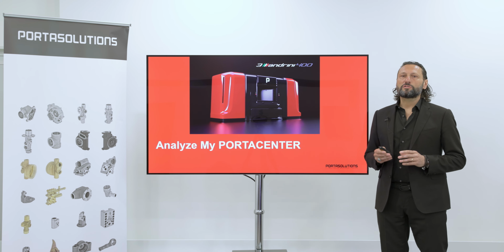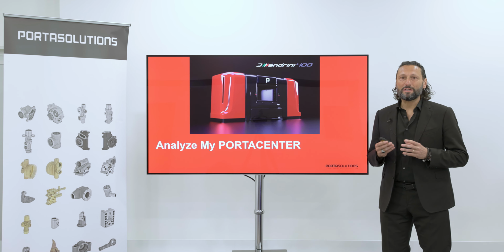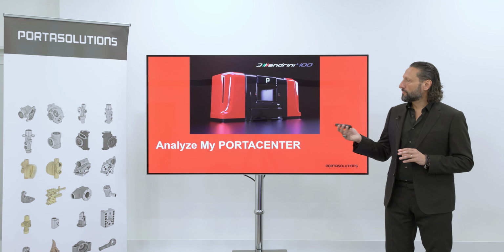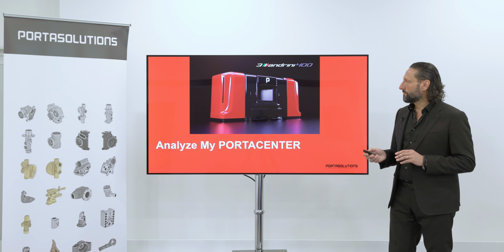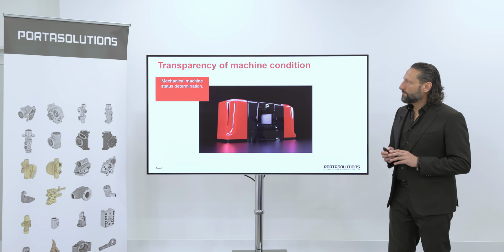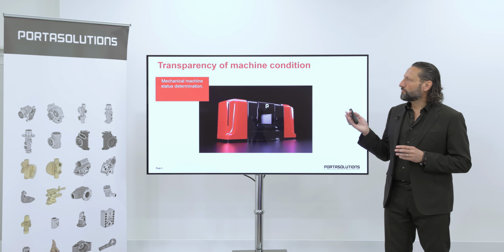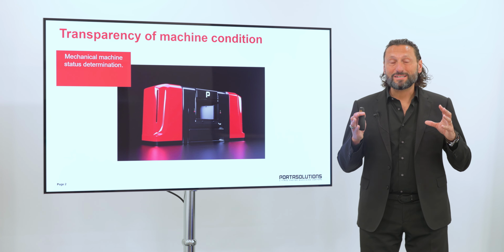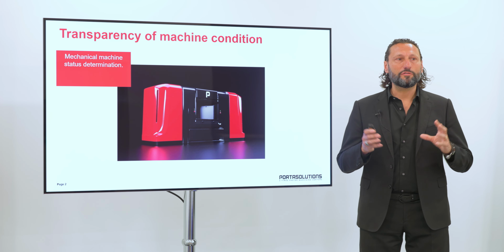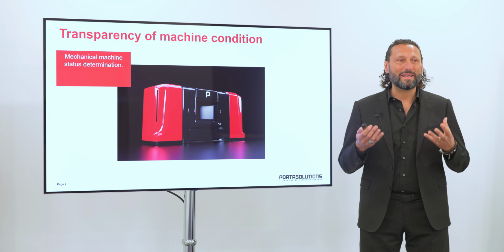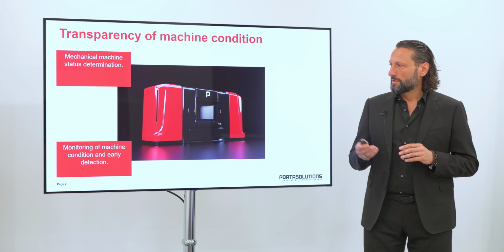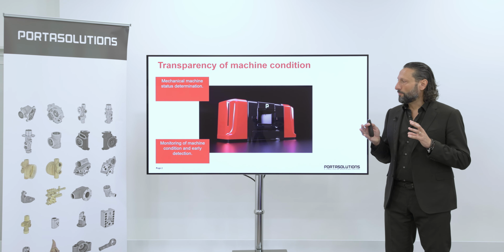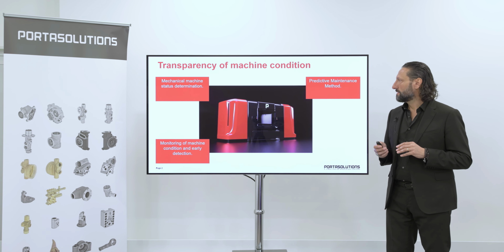Today I want to introduce to you a new digital package. It's an app that is available on our PORTACENTER machine and it's called Analyze My PORTACENTER. This app is needed in order to understand the mechanical machine status determination. It's a system that can make a picture of your machine and tell you what the mechanical status of the machine is. This is in order to detect early problems, so it's condition-monitoring based.